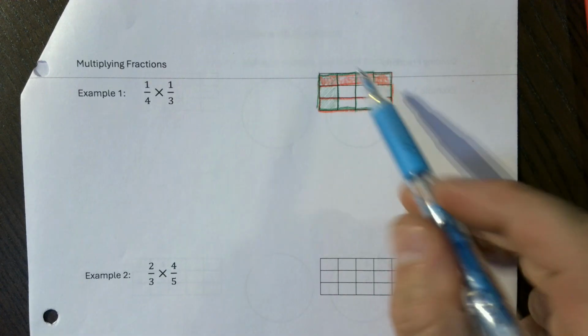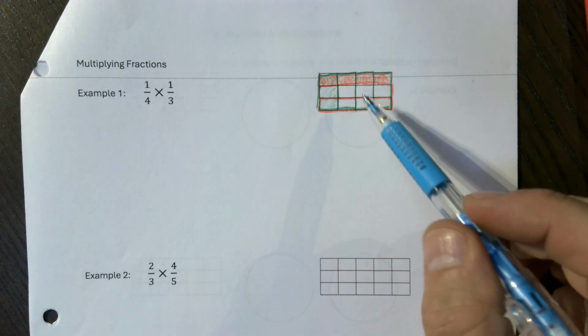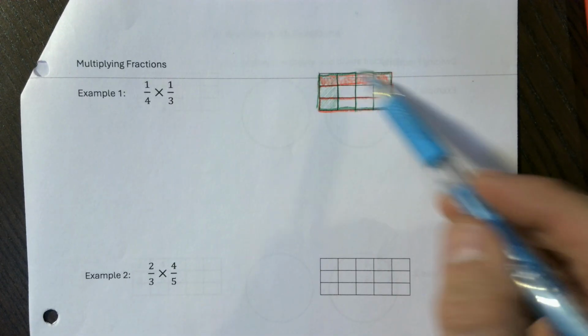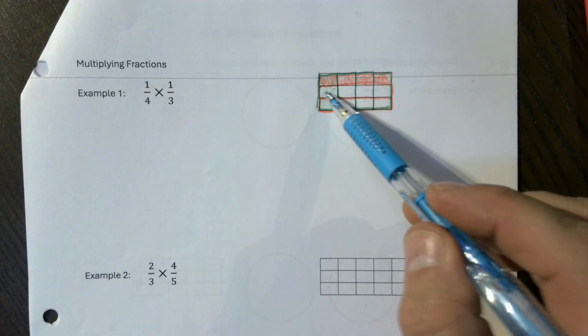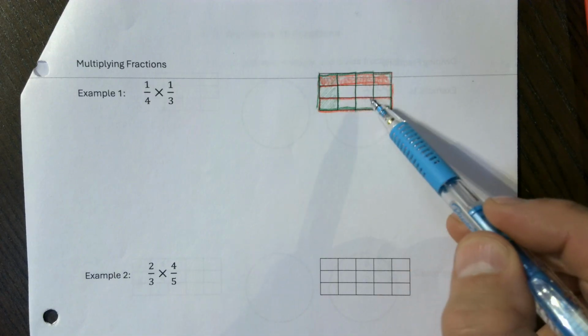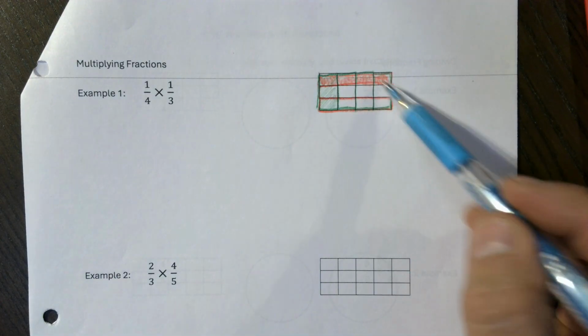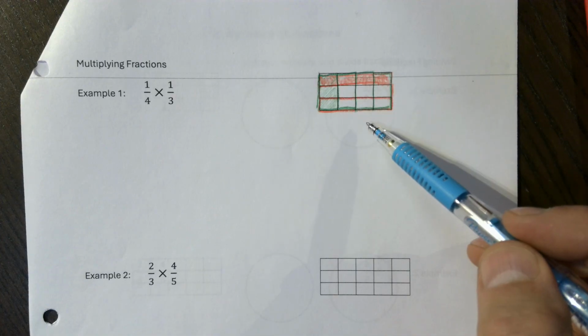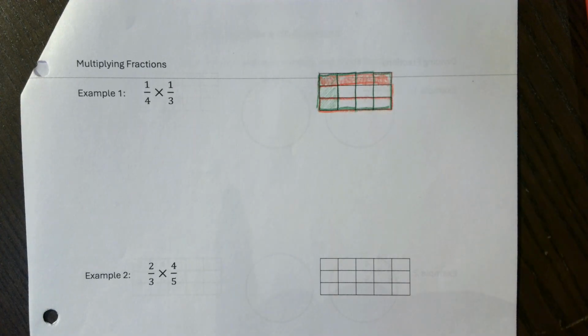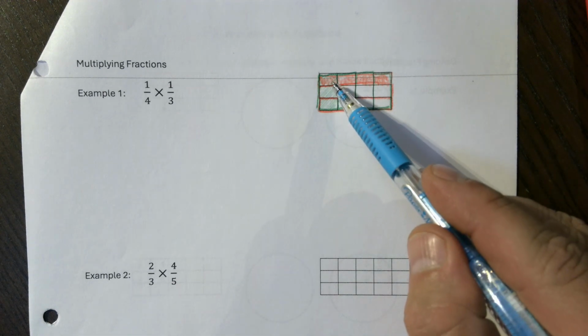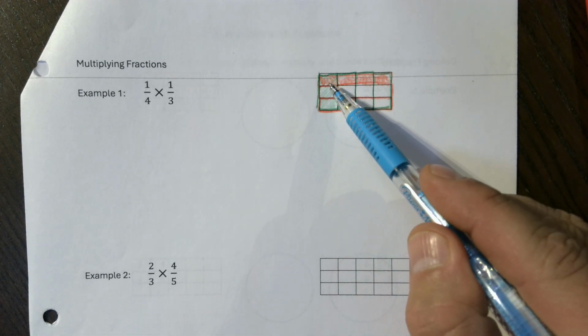So how many total boxes do you see overall? So we can count them. 1, 2, 3, 4, 5, 6, 7, 8, 9, 10, 11, 12. So we have 12 total boxes. Of those boxes, how many of them are double shaded? In other words, how many of them are shaded both red and green? And we can see it as this one box in the top corner.